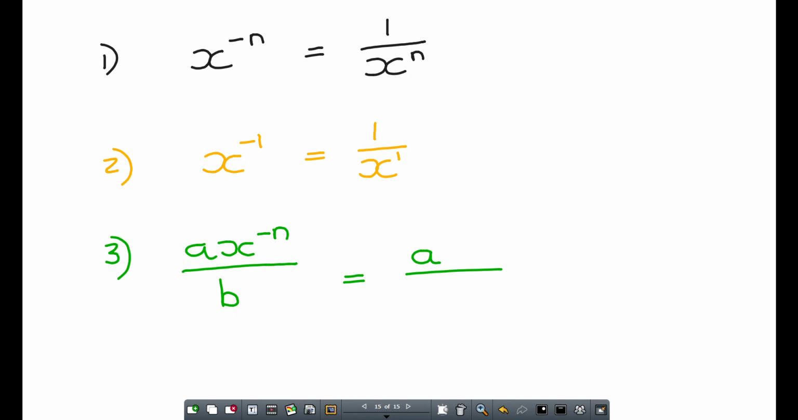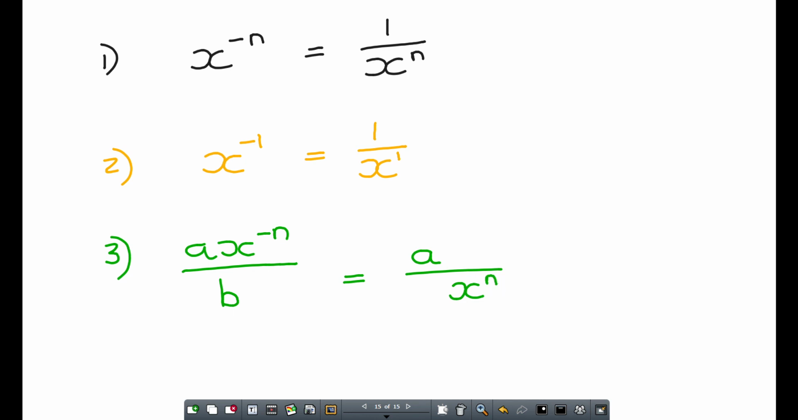Okay. Let's look at the x. What's the exponent of the x? Minus n. I want it to be positive. So does it have to move? Yes. And what do I do to make it positive? Move it down. Move it to the other side. So that's going to move down. So at the bottom, I'm going to have x to the power of positive n.